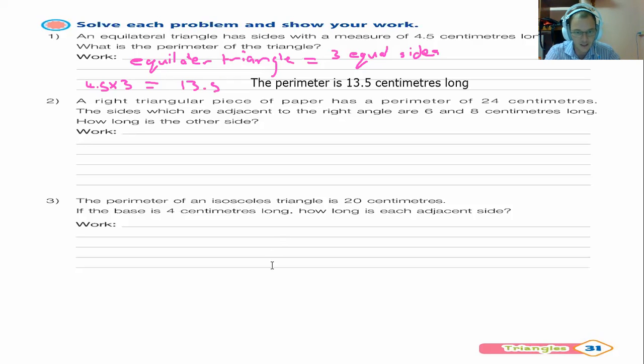So yeah, you can get confused by what they say. They say it is a right triangular shaped piece of paper. So it's a right triangle. Now the adjacent sides we have here as 6 and 8. How long will this side be if the total is 24?